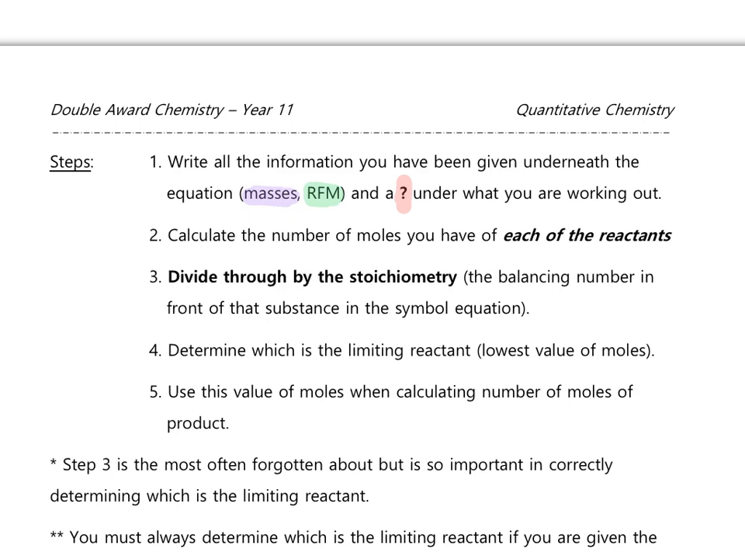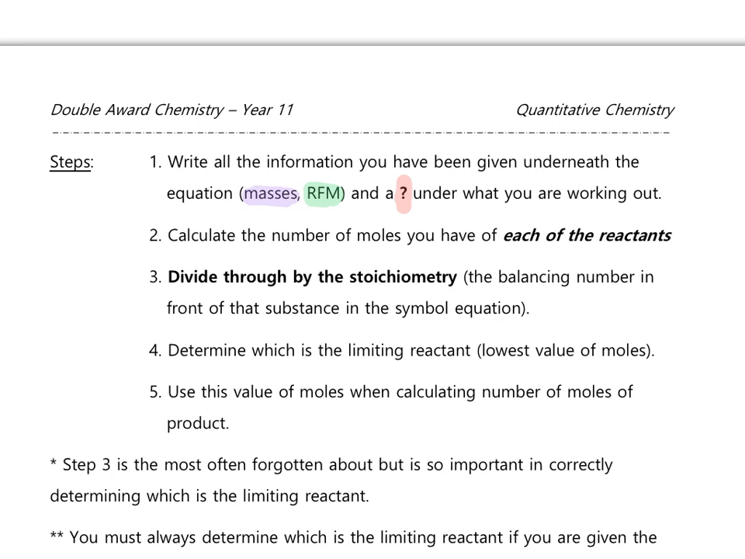Number 2 then says calculate the number of moles you have of each of the reactants. So in this example, rather than just saying you have 20 grams of magnesium, you'll be told that you have, say, 20 grams of magnesium and 10 grams of oxygen. And so we're going to need to do at least 2 calculations here of how many moles of reactants that we have. And we'll see that in our example.